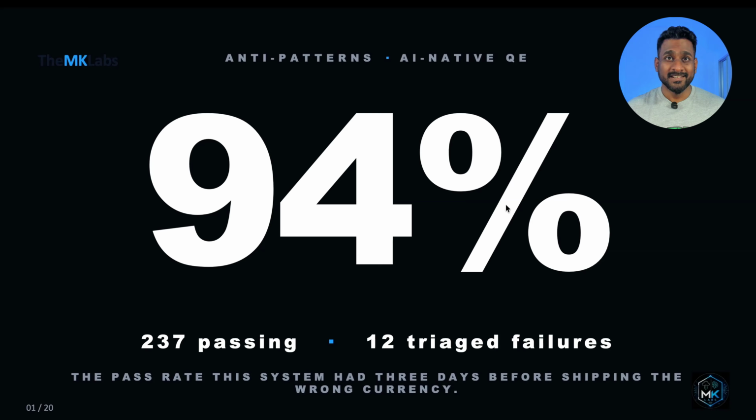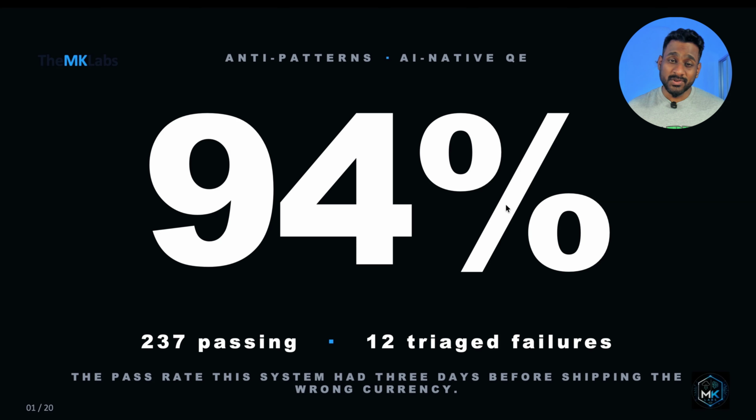Let's go. Alright, a quick gut check. 94% pass rate sounds great, right? 237 passing, 12 triage failures. If you saw the dashboard, you would feel safe. Now here's the punchline. The system shipped the wrong currency 3 days later. The number was real. The bug was real. And that's exactly the point of this layer.